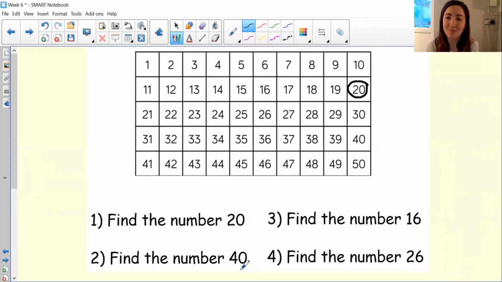Pause if you need to. Okay, so again, we say 40 when we count in tens. So we're looking down that last column again, and here it is, 40. Number three, find the number. What number is this? 16. Pause and find the number 16.